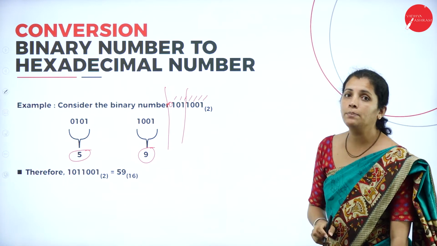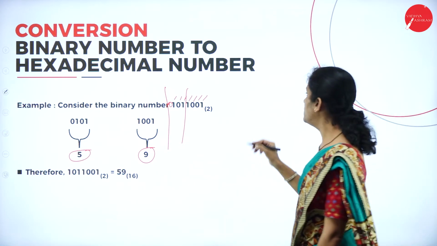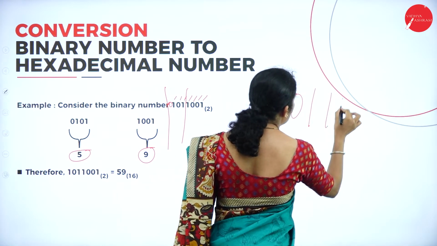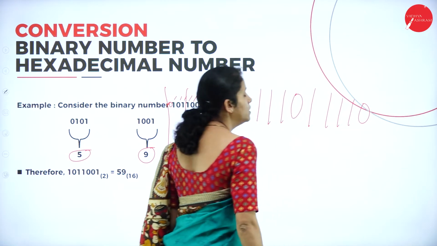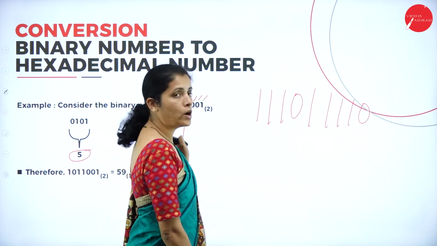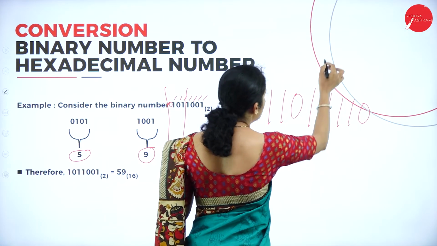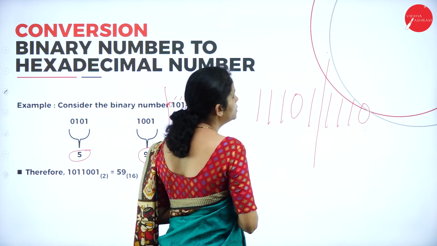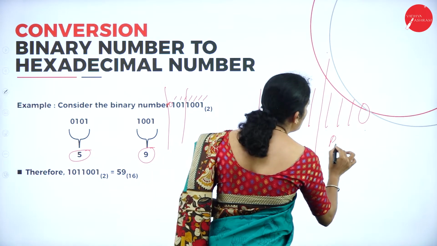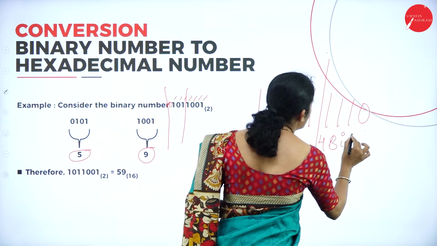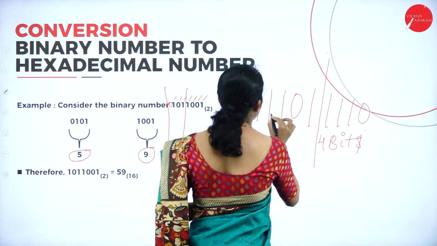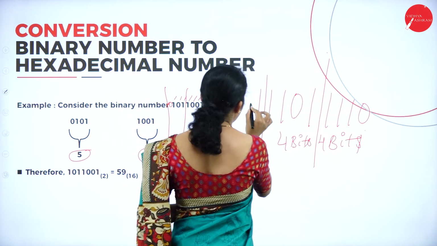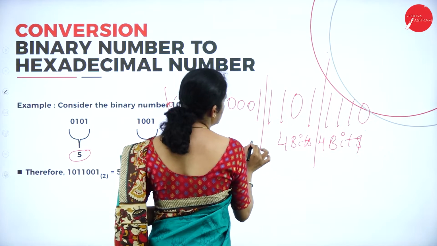So dear student, let me consider another example. Think that I have 11011110. Okay, now according to the rule, what I want to do, I want to make a group, and each group can have 4 bits. 4 bits. 1, 2, 3, 4. 4 bits. And to make it 4, I'll add 0.